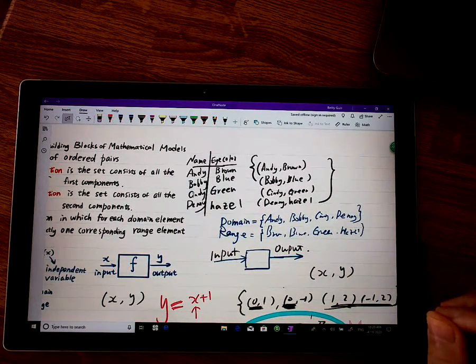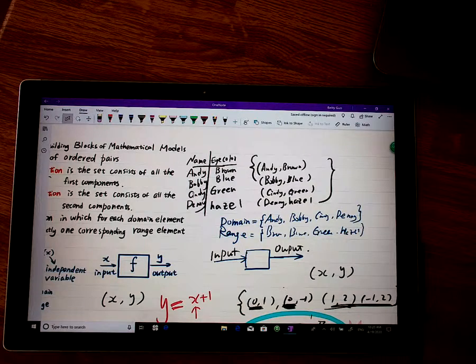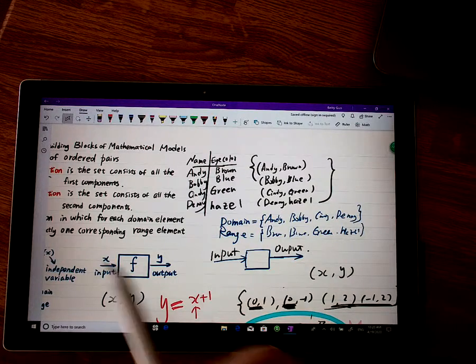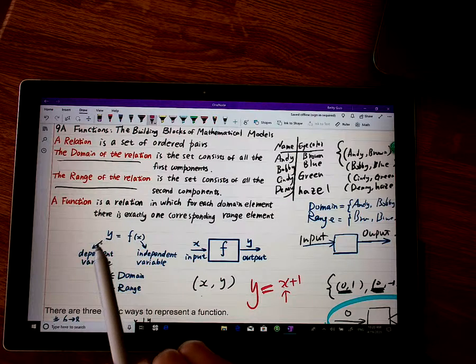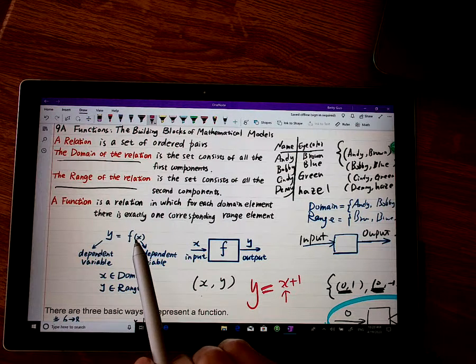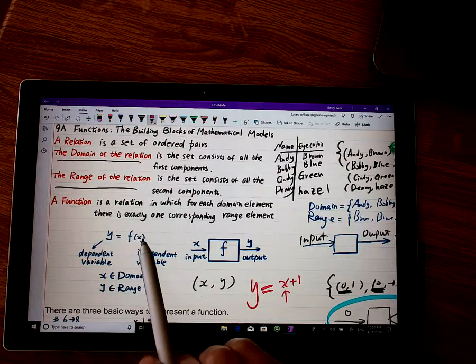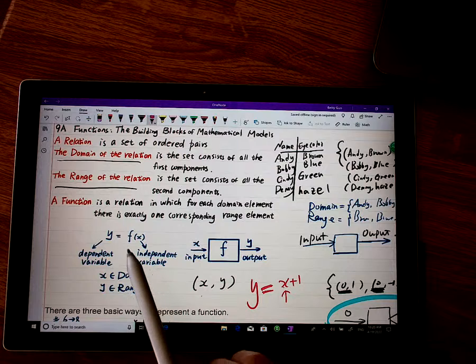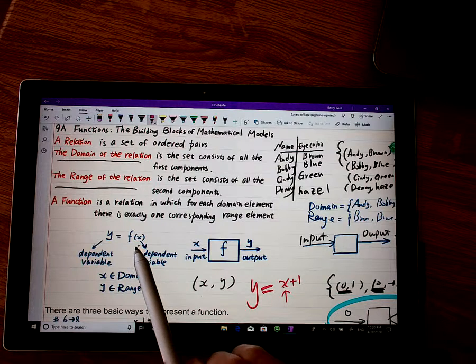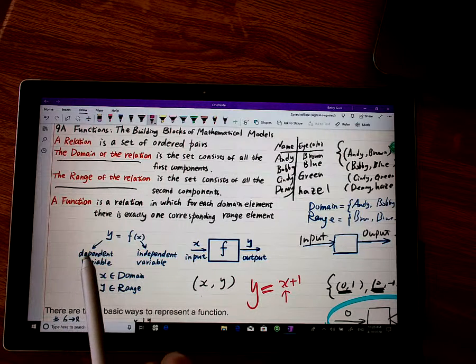So a function could be represented as a graph, which could pass the vertical line test, and could also be represented by an equation, like so. The output y is by itself on the left, and on the right we have an expression in x. X here represents all the first components. Remember, x here is a variable. It represents all the values in the domain. It's called an independent variable. And y here represents all the values in the range. It's called a dependent variable.